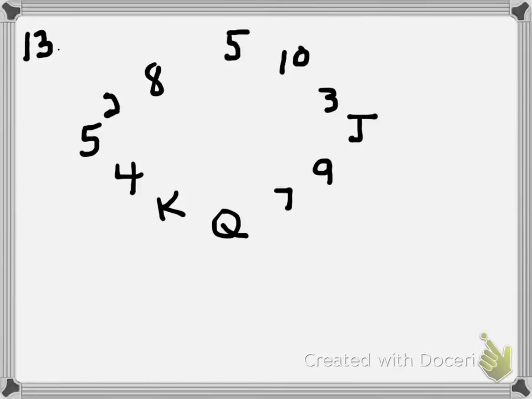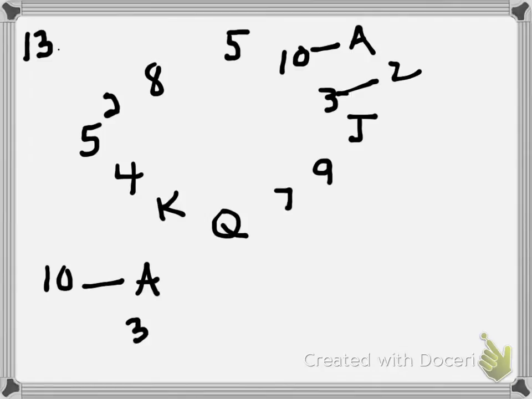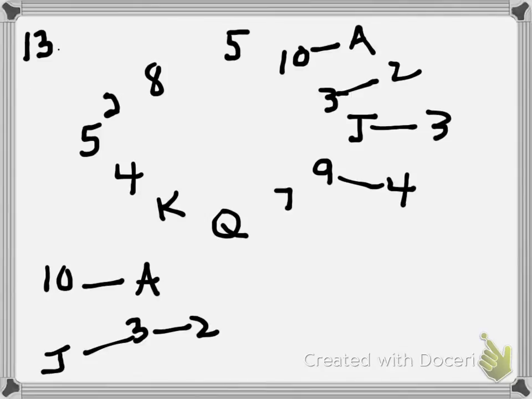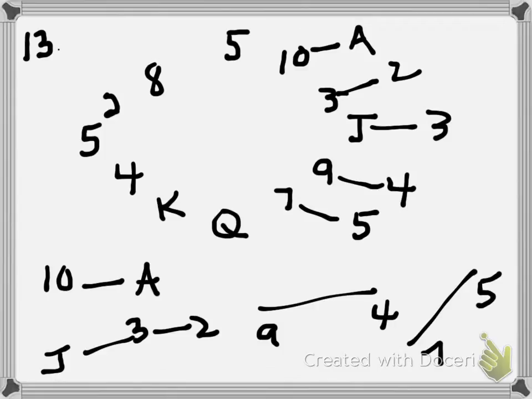Clock solitaire, which is number 13, is not required for the online course, but I will show you the solution. So we're taking 10 and connecting it to an ace. Then we're taking 3 and connecting it to a 2. Then we're taking jack and connecting it to a 3. 9 connected to 4. 7 connected to 5. Queen connected to 6.